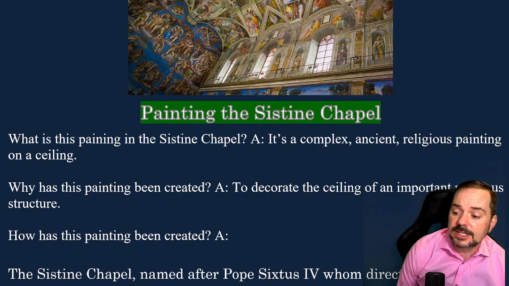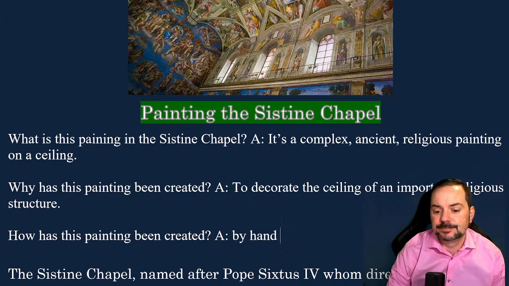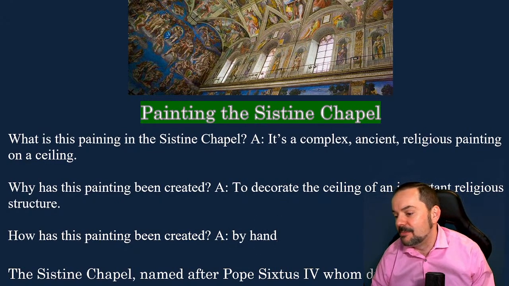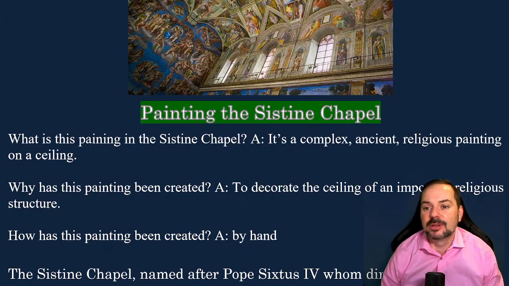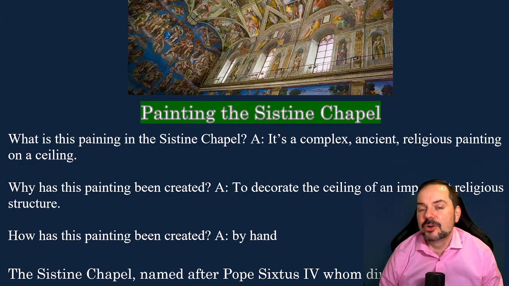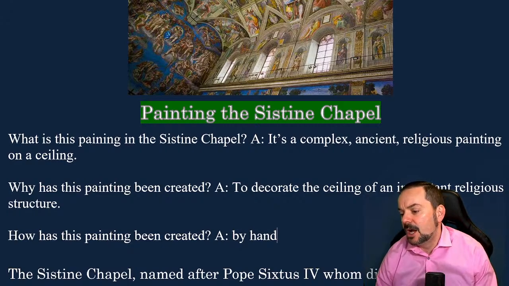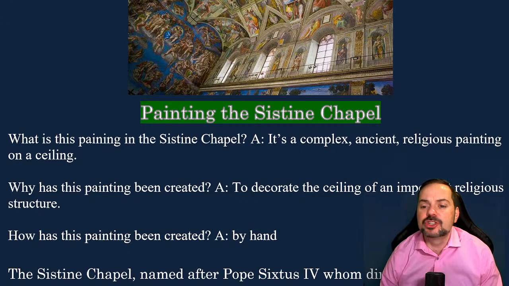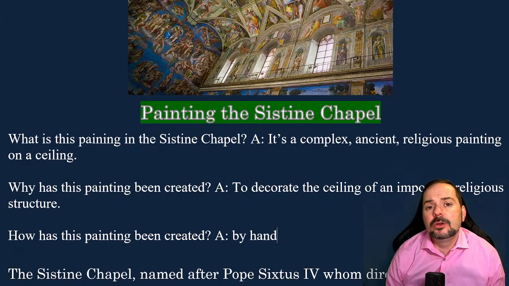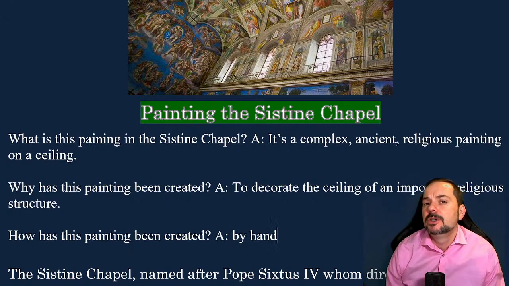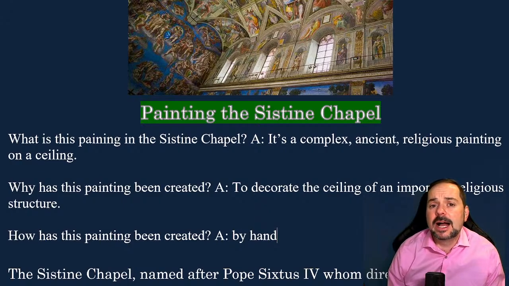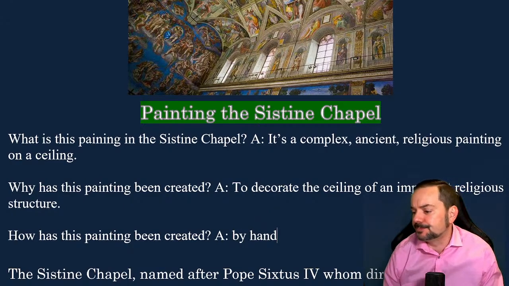Nutan says, by hand. Yes, Nutan, I think that's fairly obvious. They didn't really have printers doing painting when this was made. By hand, sure, but let's take it a little bit further. Cass says it's a painting done by Michelangelo, which is fine. If you know that it's done by Michelangelo, Cassandra, that's great, but who is Michelangelo? What did he do? How did he do it? Even if we know that it's Michelangelo, we still want to think about how he actually did it.